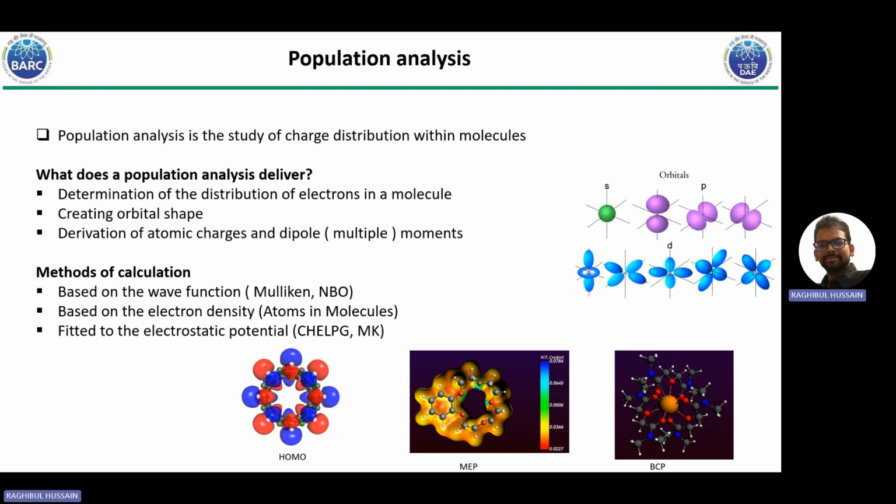You can also have the bond critical point. Suppose you have a bond; where the electron density is more concentrated, you can calculate from the bond critical point, and also the shape of the orbitals participating in your molecule. So natural population analysis will give all kinds of information that chemists are basically interested in.